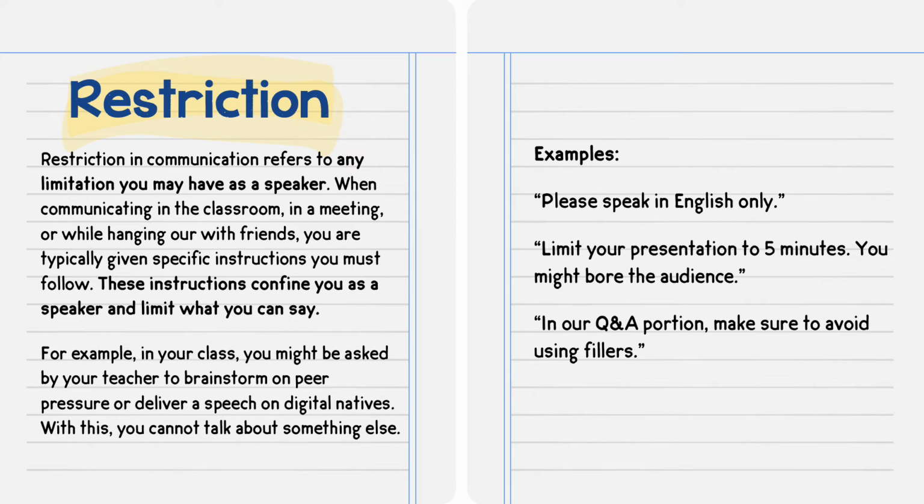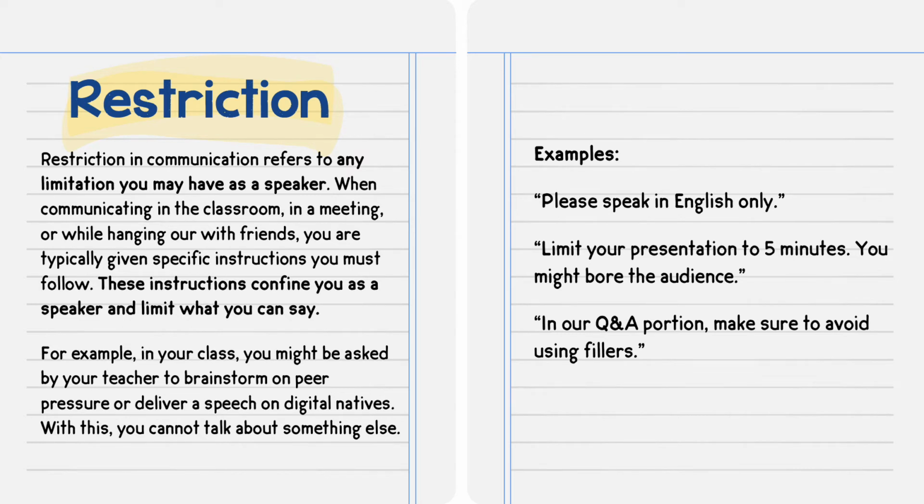yan. Okay, so for example, in your class, you might be asked by your teacher to brainstorm on peer pressure or deliver a speech on digital natives. With this, you cannot talk about something else. Kapag sinabi ng teacher mo na, okay, let's just talk about digital natives, hindi ka pwedeng magsalita tungkol sa mga baby boomers, you cannot talk about politics, you cannot talk about outer space kasi basically what you are discussing or supposed to be discussing is all about digital natives.